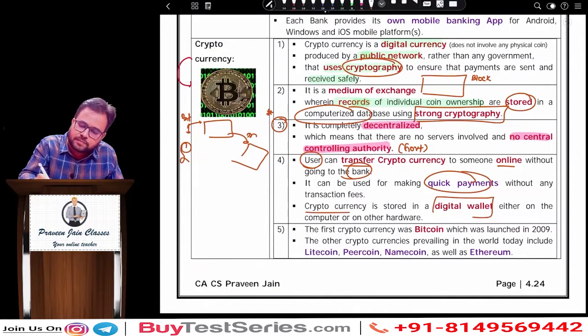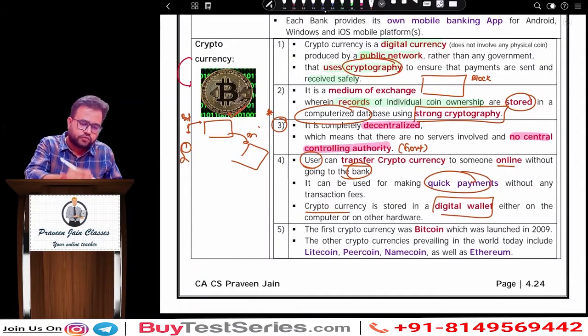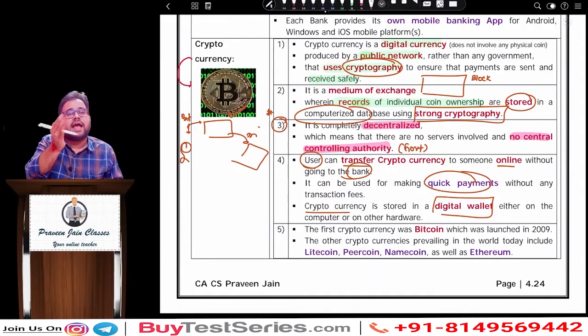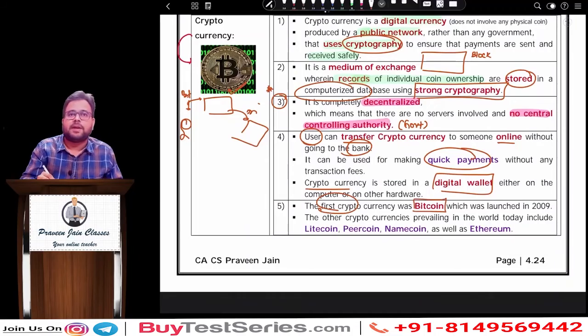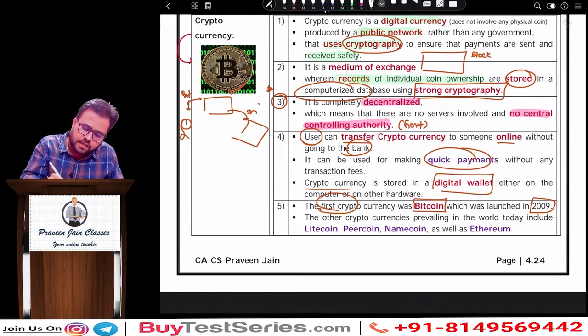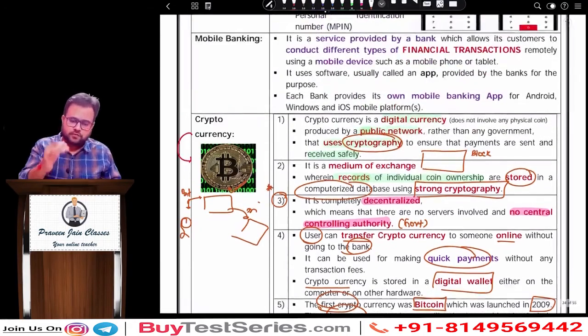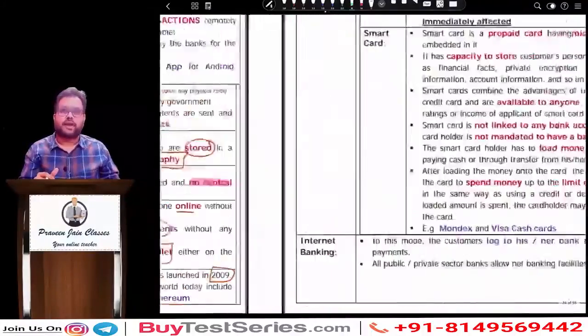Cryptocurrency is stored in something called a digital wallet, which I have already told you, sir. All these things are stored in the digital wallet, and this digital wallet is highly secured with the help of a cryptography algorithm. The first cryptocurrency, which was nothing but Bitcoin, was invented in May 2008, and in May 2009 its prevalence started. So who invented it? We'll discuss. The other cryptocurrencies which are more popular in the world are Litecoin, Peercoin, Namecoin, as well as others. Okay? So this is what you are supposed to write for your exam.